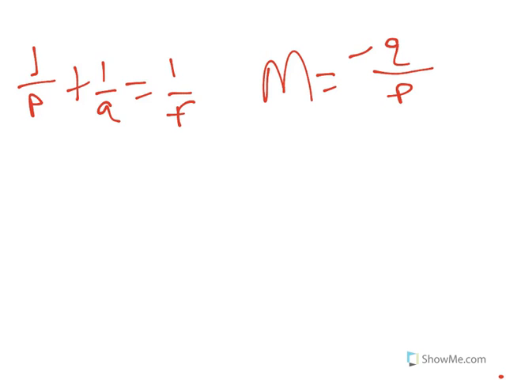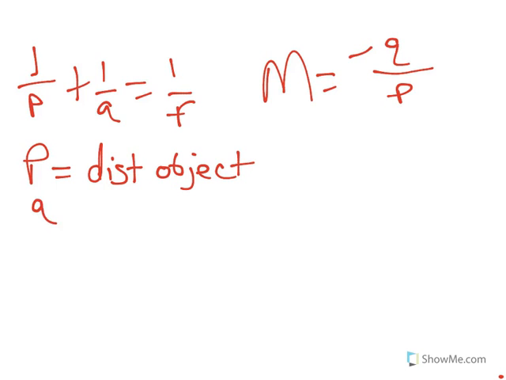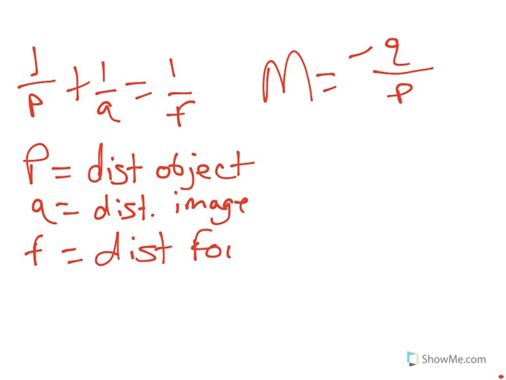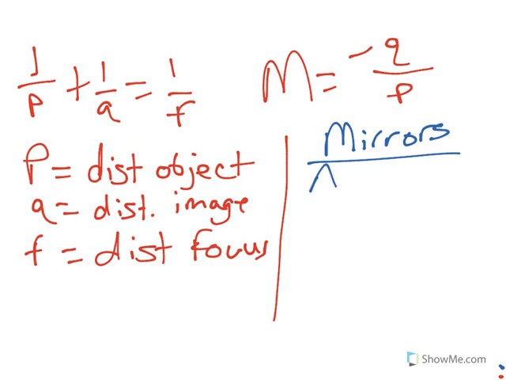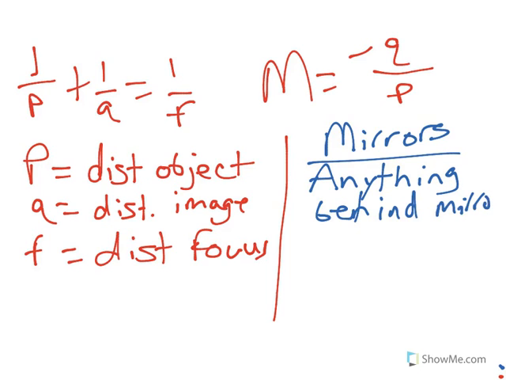All right. So p is equal to the distance of the object from the lens or mirror. Q is the distance of the image from the lens or mirror, and f is the distance of the focus from the lens or mirror. All right, so a couple of extra things here. For mirrors, anything behind the mirror is negative. So if anything ever says it forms or is behind the mirror, it's negative. Everything else is positive, obviously, but everything behind the mirror is negative.